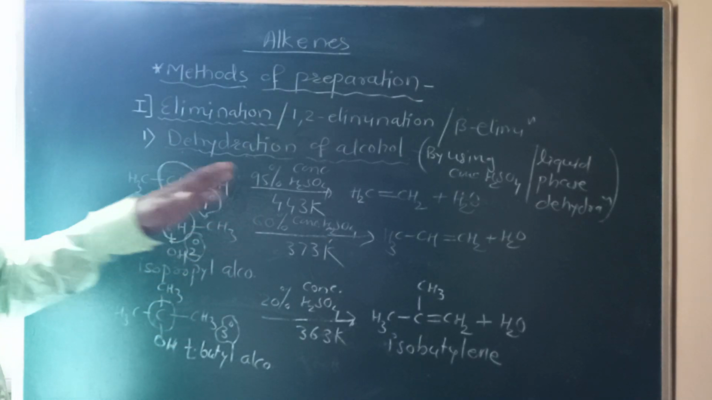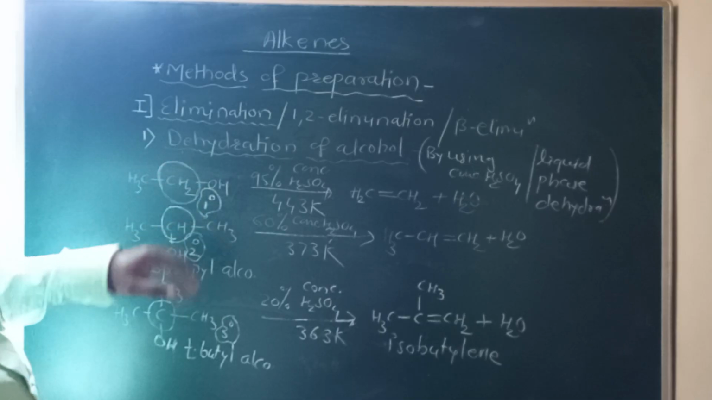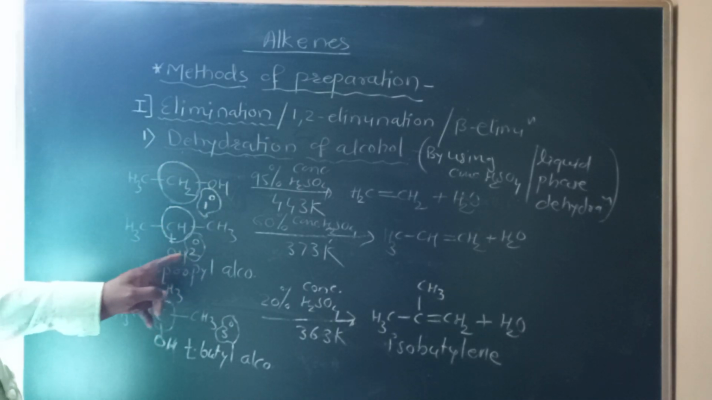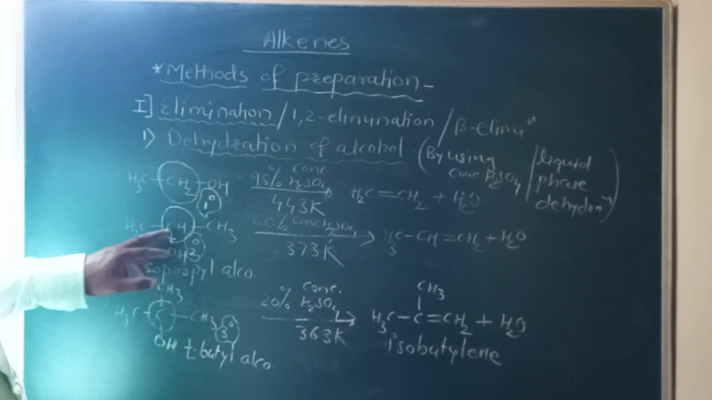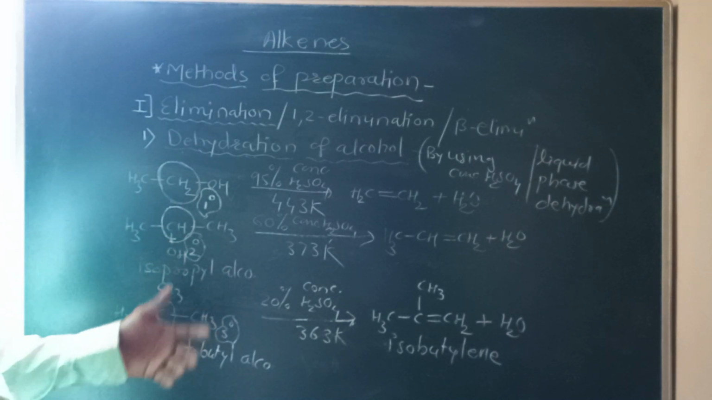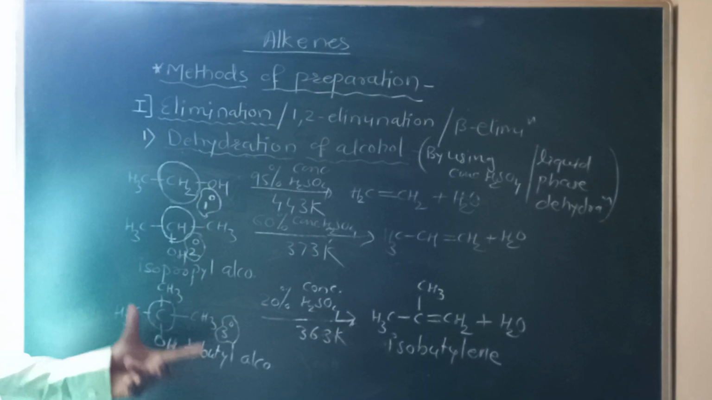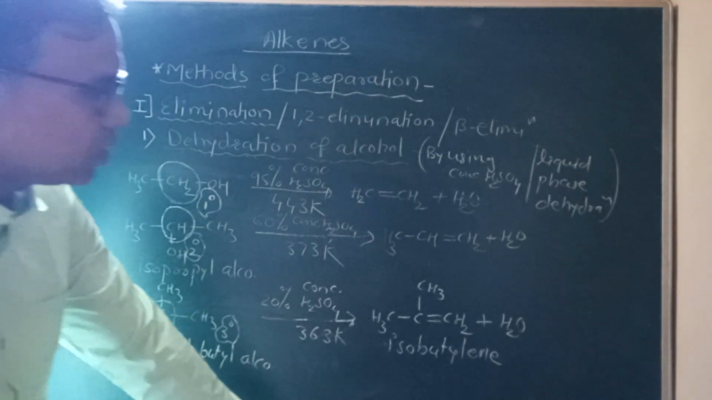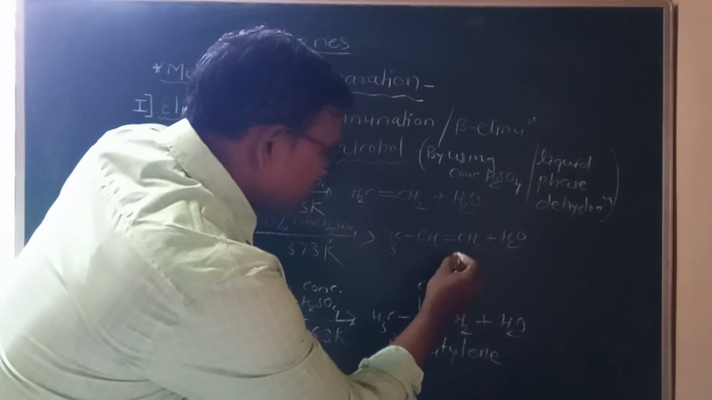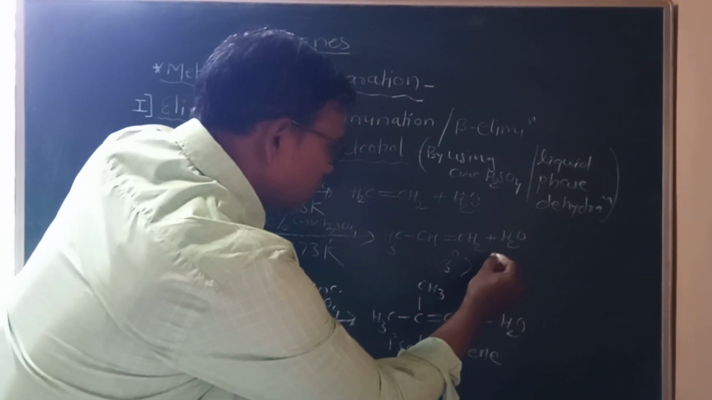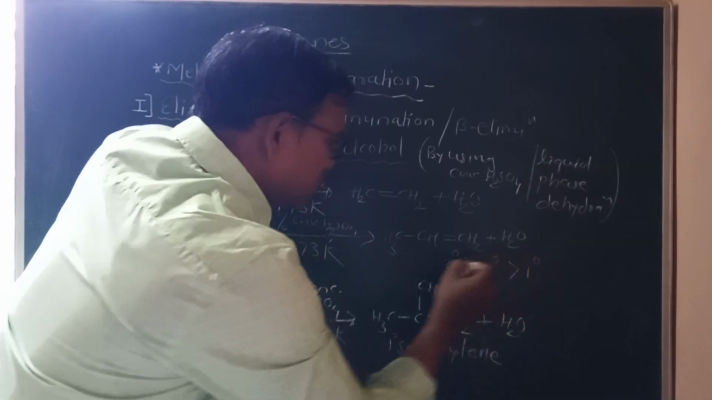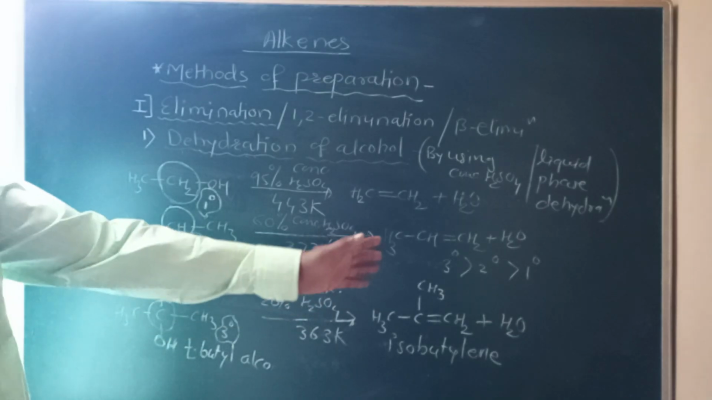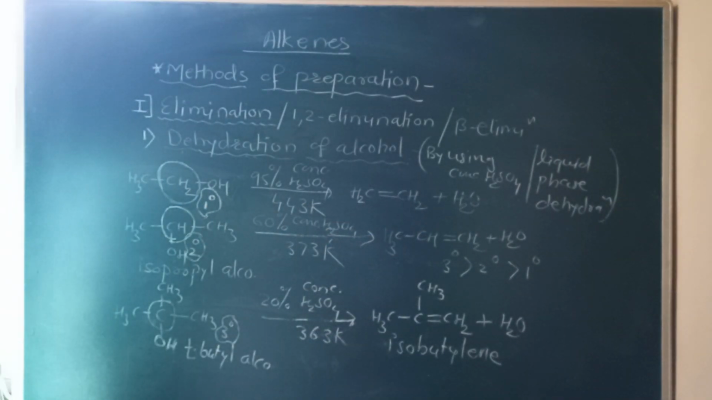As compared to this, the least reactive alcohol towards dehydration becomes what? Primary alcohol. Okay, this alcohol, isopropyl alcohol, is an example of a secondary alcohol. It has intermediate reactivity, and this tertiary alcohol readily undergoes dehydration. So what is the order of dehydration of alcohol? Tertiary, secondary and primary. Tertiary alcohols get dehydrated easily as compared to secondary, as compared to primary.